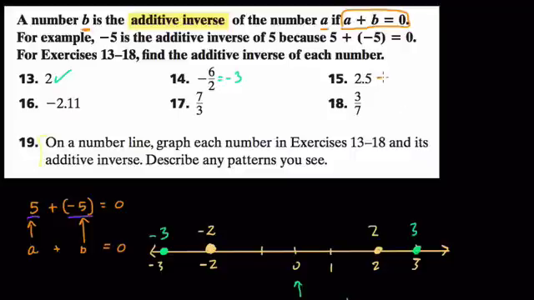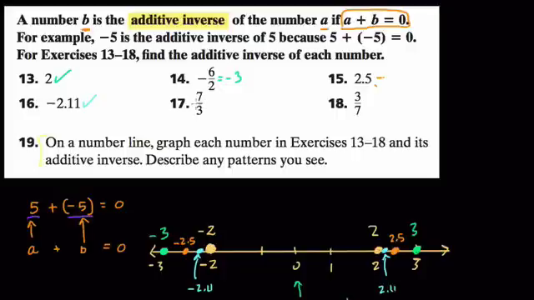Here, 2.5, well, that's over here, right, 2.5. And its additive inverse will be all the way over here, -2.5. Then we have -2.11 right here. We'll plot that. Right, let's say this point right here is -2.11. The opposite's +2.11 right here.